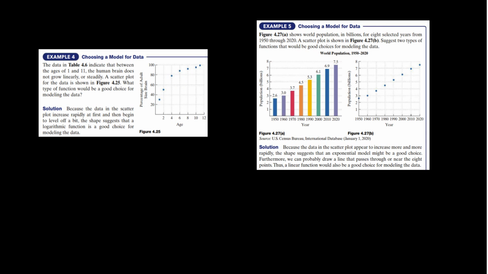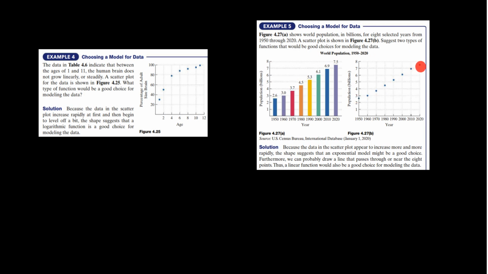Now, example 5. Looking right at this, you would say, okay, we have the world population. Suggest 2 types of functions that would be a good choice for modeling the data. Looking at this, you might think that a linear model might be good. You might also think that an exponential model might be good, and you'd be right in both cases. The first thing I would probably think is that it's linear because it looks like a nice straight line, right?